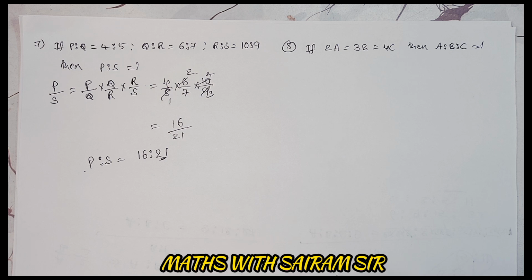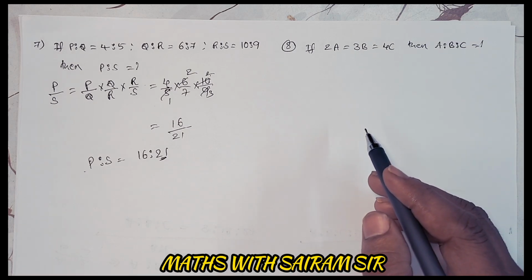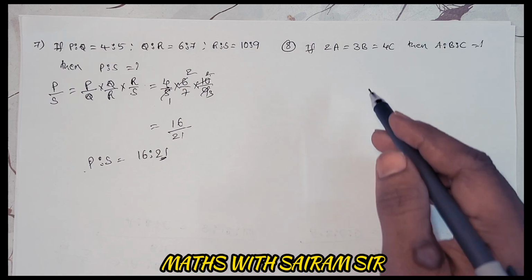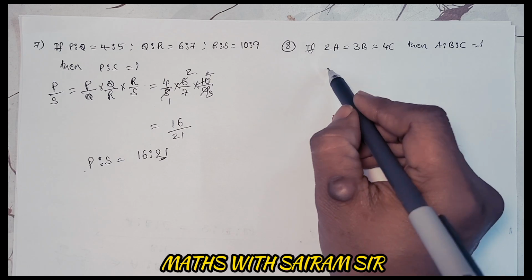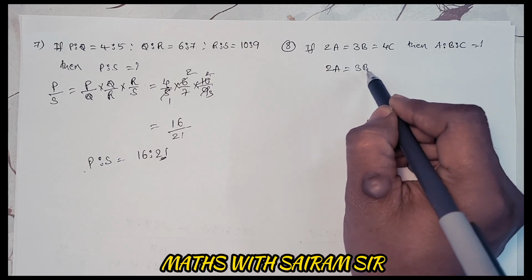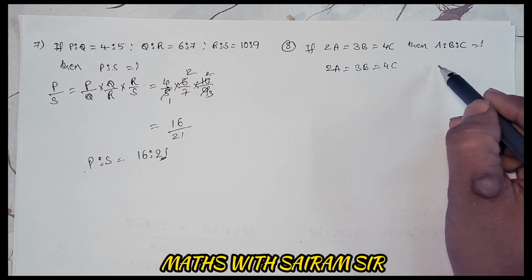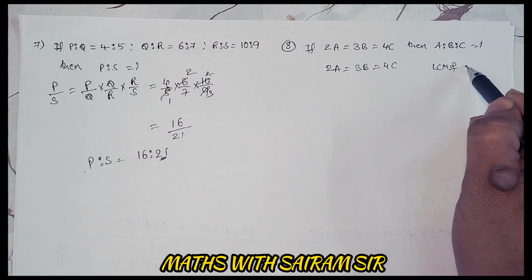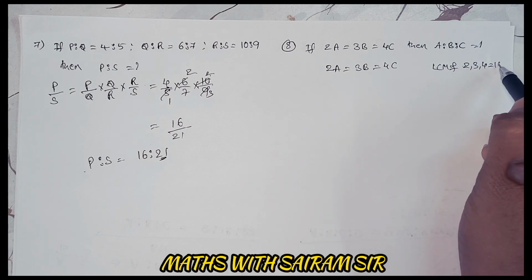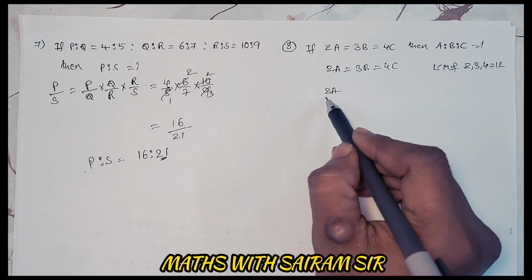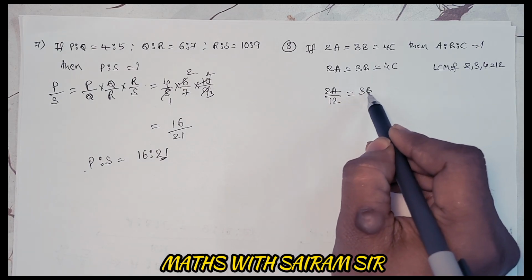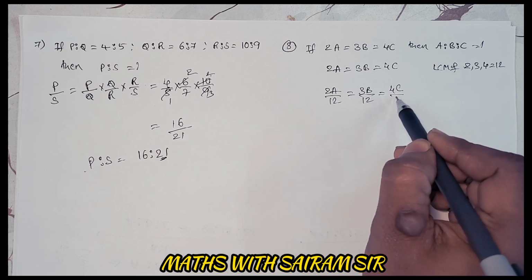Okay, now let us see this 8th problem. In the 8th problem, what we have given: if 2a is equal to 3b is equal to 4c, and we are asked to find out a is to b is to c. So we know 2a is equal to 3b is equal to 4c. So firstly we need to find the LCM of these coefficients 2, 3, 4, that is 12. So you need to divide each term in this equation by 12, that is 2a divided by 12 is equal to 3b divided by 12 is equal to 4c divided by 12.